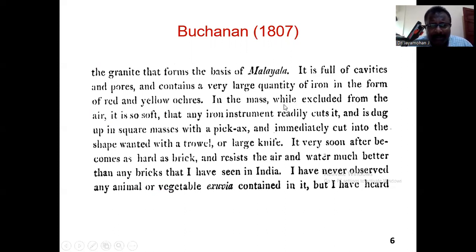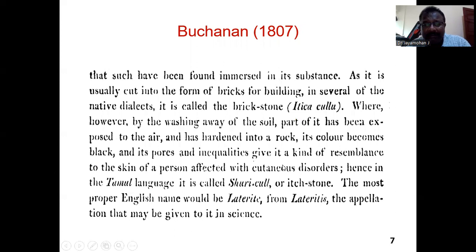Now, when this mass is removed, that is when you cut it and remove it from the soil in the form of a block, initially it is very soft, so that we can easily cut it with a knife. But on exposing it to air and water, it hardens. It hardens and becomes something like rock. So that is how he has explained laterite.